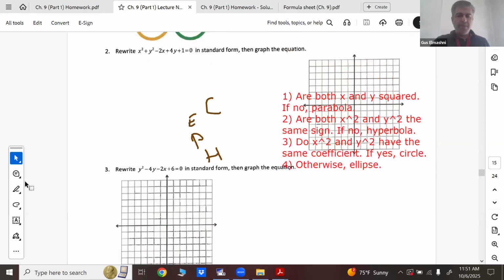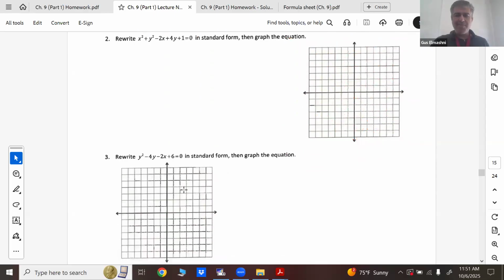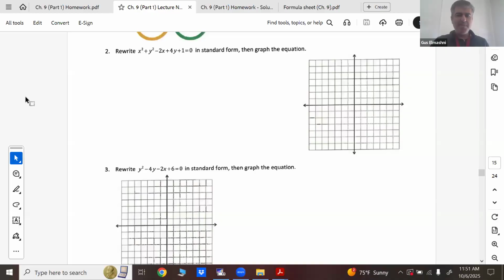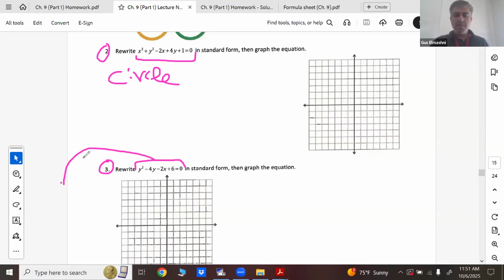Let's do this. We're not going to do the Olympic ring, sorry. That's a more fun one. Okay, let's do 2 and 3. For 2, what do you expect this to be? Circle. How about for this one? Parabola. Yes.